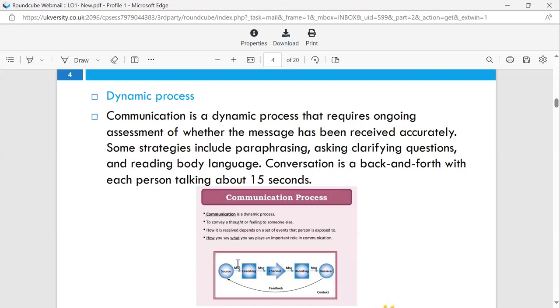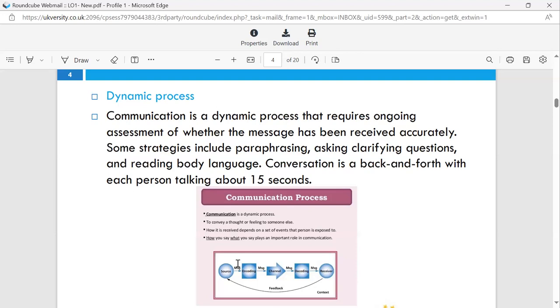So the dynamic process of conversation is a back and forth with each person talking for about 15 seconds. It also emphasizes that you're paying attention to little details beyond the theoretical how to communicate. For example, the way you hear the words and listen seem to convey the same thing, but are two different things. Like we just said about body language, the way you convey a word might mean two different things.